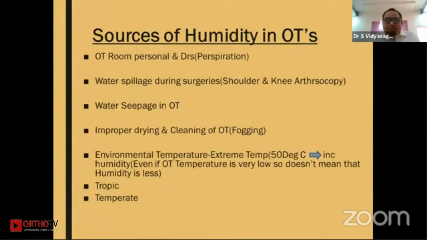So what are the sources of humidity in our operating theaters? Most important is the OT room personnel, doctors, perspiration, and water spillage caused during surgeries, especially arthroscopic surgeries or surgeries which require a lot of water. General surgery also has a lot of water usage. Water seepage in OT: what I found for my particular OT was water seepage through a particular wall, which was the cause of the moisture and the humidity in the OT. Improper drying and cleaning is one of the most neglected things after fogging. And also, environmental temperature plays a big role with regards to humidity in our OTs.